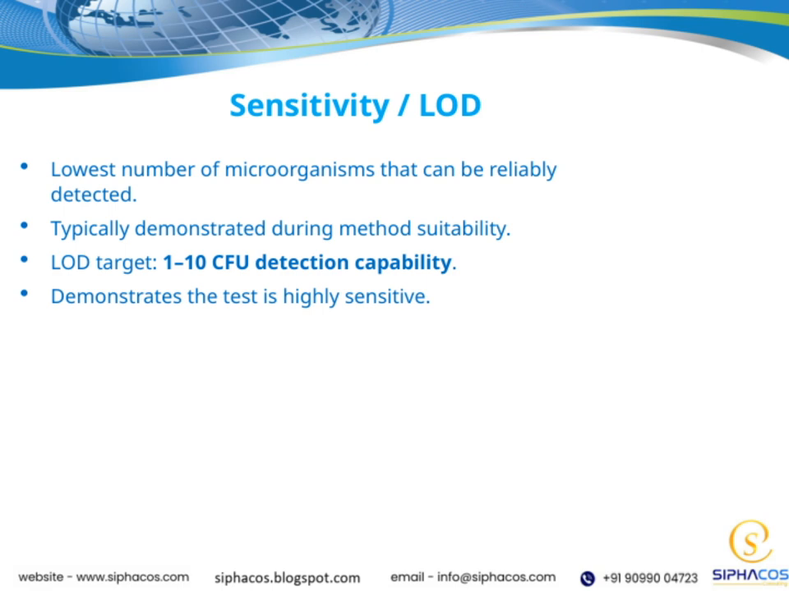When a test can detect such low levels, it demonstrates that the test is highly sensitive, meaning it can identify even small amounts of microorganisms. This high sensitivity is important because it helps us ensure safety and quality control in our processes. So, in summary, understanding and validating the LOD helps us confirm that our testing methods are capable of detecting microorganisms at the lowest possible levels, which is essential for reliable results and overall quality assurance.